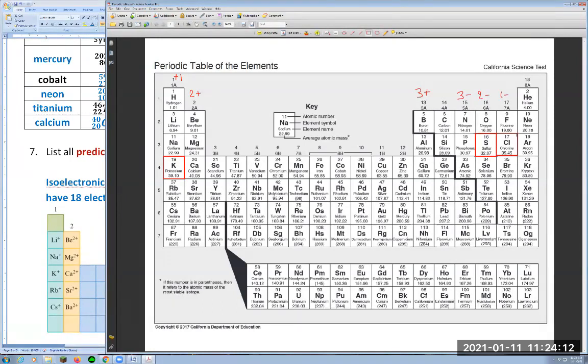We can say the same with calcium. Calcium, atomic number 20. Calcium is an alkaline earth metal, likes to lose 2 electrons and have 18 electrons like argon. So again, that's going to be an isoelectronic ion to argon.